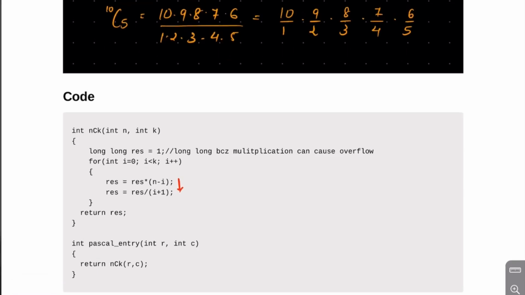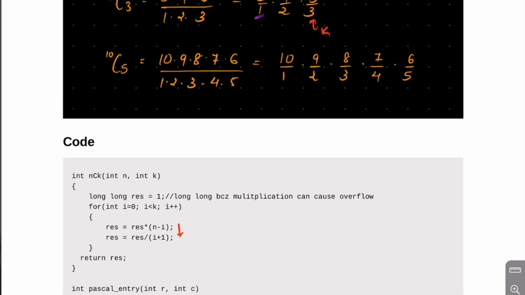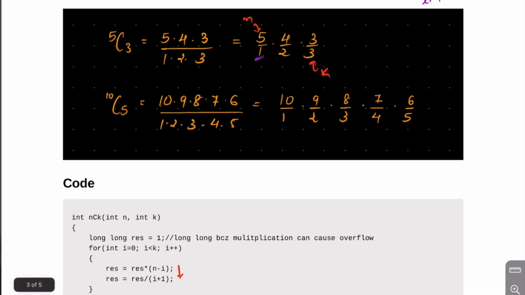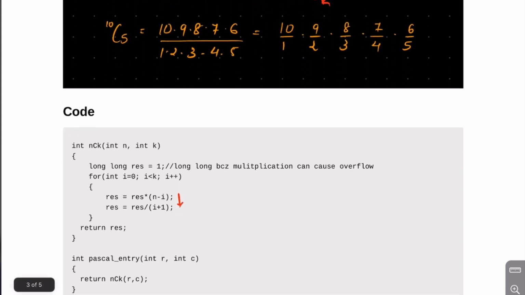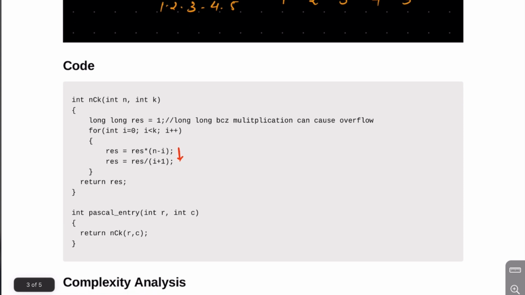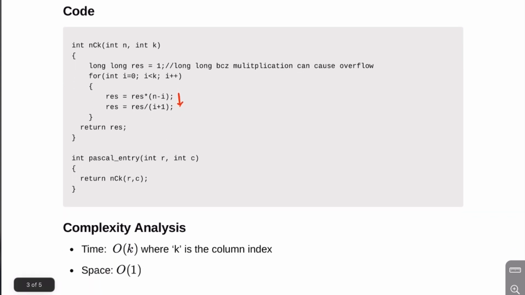The order here matters. You have to first multiply by 9 and then divide by 2. If you try to divide by 2 first, it is not going to yield the correct result. If you have 5 by 1, you cannot first divide by 2; first multiply by 4, then divide. So we are done with the first variant. The time complexity is simply order of k because we are just doing k iterations. This is the first variation done and dusted.